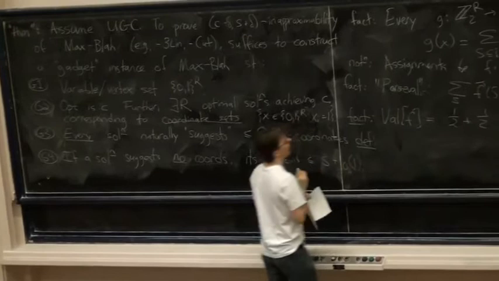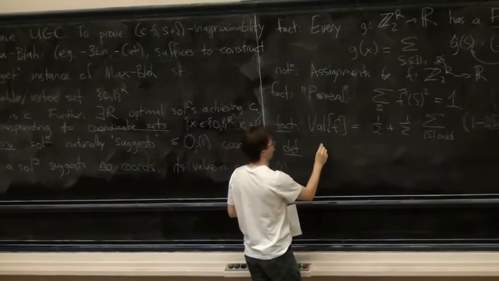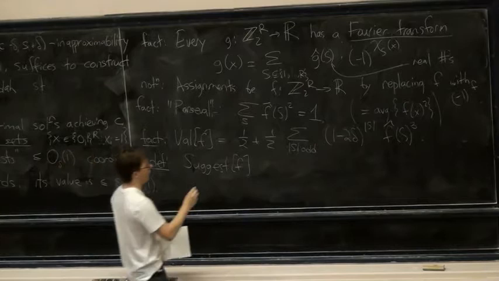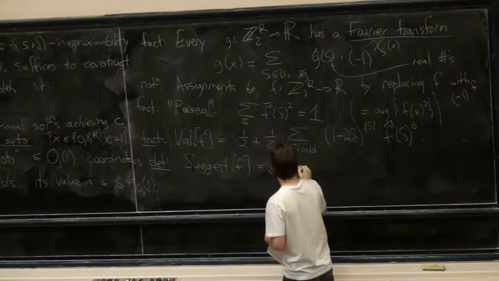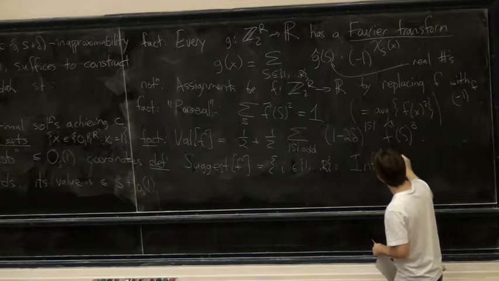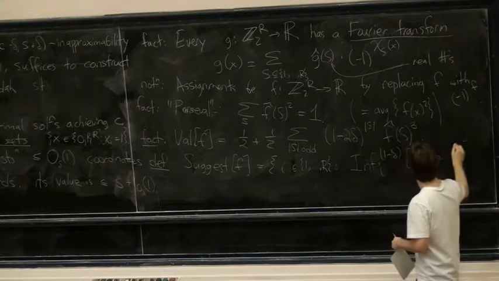So now let me make a definition. I'm going to define a set of coordinates. Given f, I'll define a set of coordinates called suggestive f, which is hopefully suggestive of what we saw in the last talk. So this will be all the coordinates i between 1 and r such that something called the noisy influence of coordinate i on f is at least delta. Where this is some quantity, which I will now define.